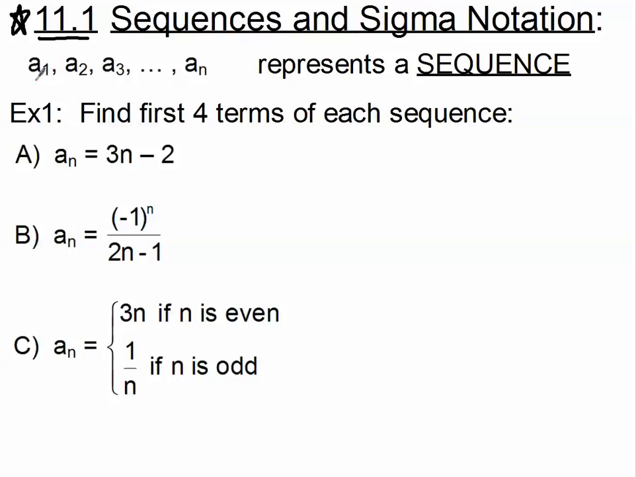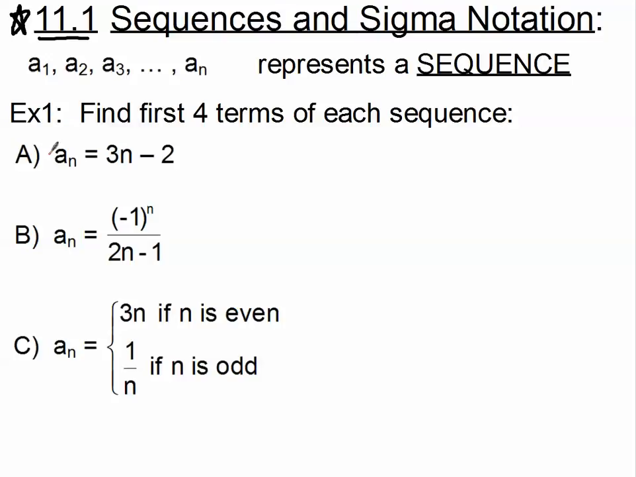Sometimes a sub 1 won't have the little subscript of 1, it'll just say a, so that it's implied that it's a sub 1, but every other term will have its corresponding subscript. So example number 1, we're finding the first 4 terms of each sequence.